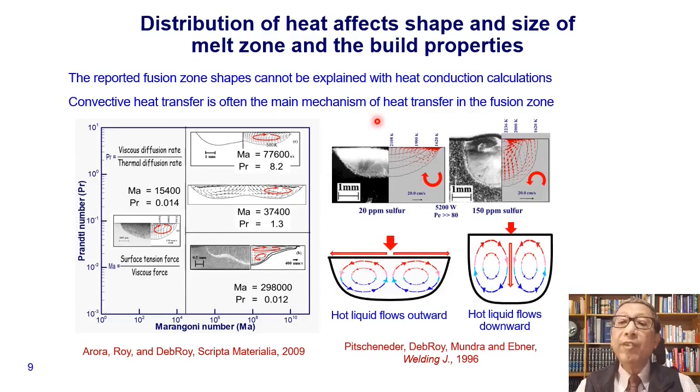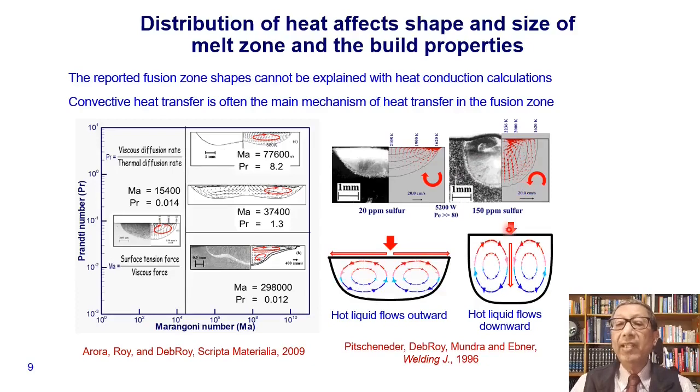And also sometimes a small amount of surface active elements like sulfur, selenium, tellurium, oxygen can affect the flow pattern. For example, going from 20 parts per million to 150 parts per million in a steel can reverse the flow pattern.